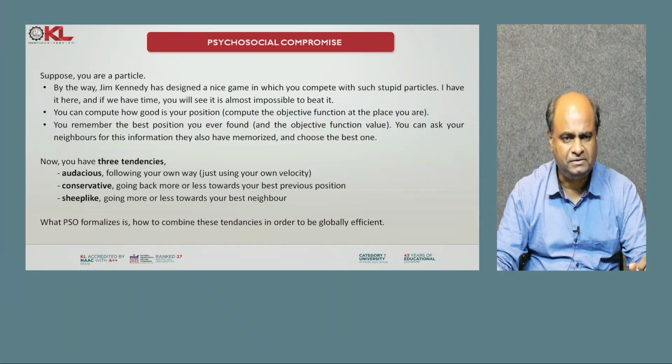So there are three types of tendencies. One is the audacious, following your own way, just using your own velocity. Conservative, going back more or less towards your best previous position. Sheep-like, going more or less towards your best neighborhood. So there are three types of tendencies in your psycho-social compromise. Generally in the PSO, all are combined. So every particle moves towards each other. They select their own way. They either go back or go to the front or forward. So three tendencies are combined in the PSO to get the global optimization value.